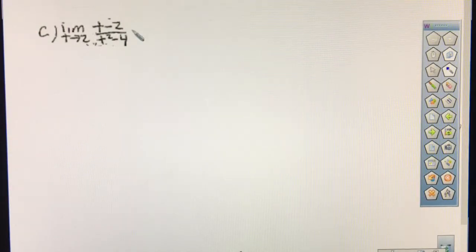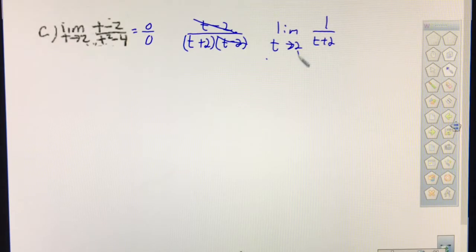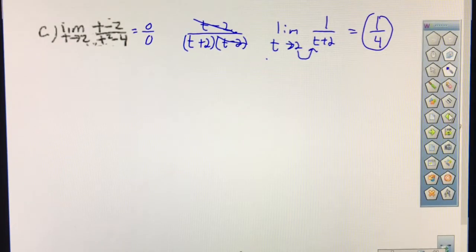So notice when I plug in 2, I get 0 over 0. And that's considered indeterminate form. So all I have to do is factor this. And notice when I factor that, the 2's cancel out. So the limit, as t approaches 2 of, that's a t by the way, of 1 over t plus 2 can now be found. When I plug that 2 in there, it's going to equal 1 over 2 plus 2, which is 1/4. Not that harrowing.